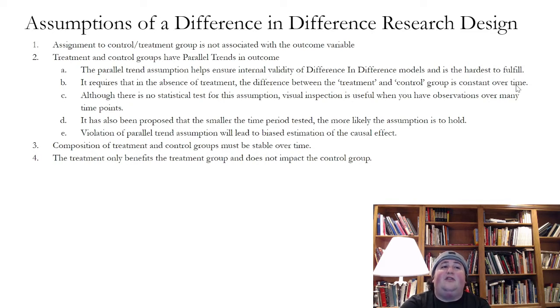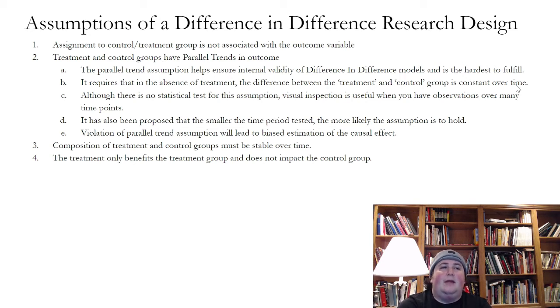Okay, the third assumption is the composition of the treatment and control groups must be stable over time. So this is important. For example, the people who are living in the control state need to continue to be living in that state and plan to stay there. The people in the treatment state need to be living there and continue to stay and plan to stay there.